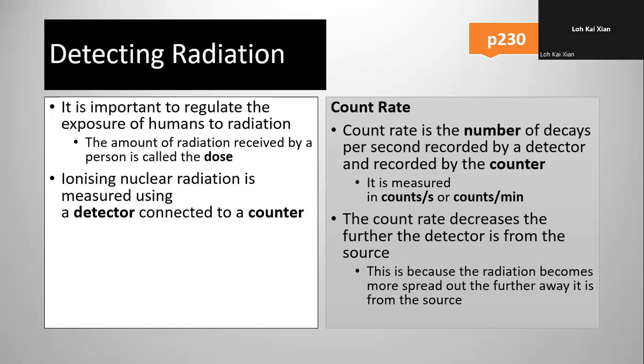Count rate decreases the further the detector is from the source. Remember, the source is a point source, so it emits radiation in all directions. So as you go further and further away, it becomes less and less, because it's scattered into a bigger area.